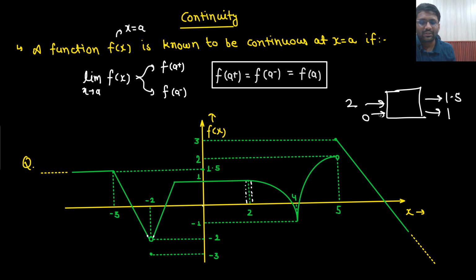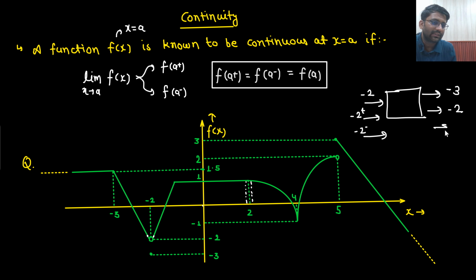Now the user applied x equals to -2, and the output came as -3. Then the user applied some value greater than -2, and the answer was -2. And then he applied some value less than -2, and the answer was -2. So now here the user got angry. The guy who made the purchase of this device got angry. Why did he get angry?